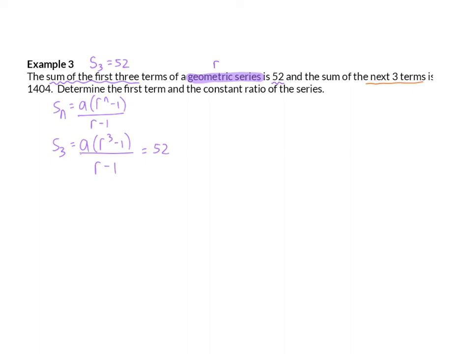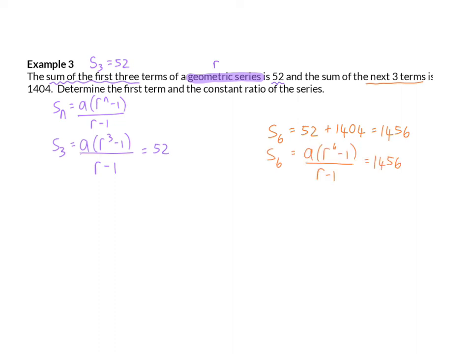Next, let's say that the sum of the next three terms is 1404. And now we need to be careful. We cannot again say S3 because it's three terms. They are talking about the next three terms. So in reality, if we want to talk about the sum, it will be the sum of 6 terms, the first 3 and the next 3 together. So that will be the first 3, which had a sum of 52, and the next 3, which is 1404. So the sum of the first 6 terms will then be 1456. And now we add the correct formula.